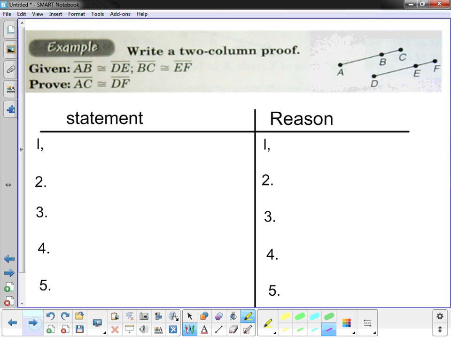Now, what we can have is we might have a theorem like this where we have to write a two-column proof for this particular problem. I'm given that segment AB is congruent to segment DE, and segment BC is congruent to segment EF, and I'm supposed to prove that segment AC is congruent to segment DF. Okay?